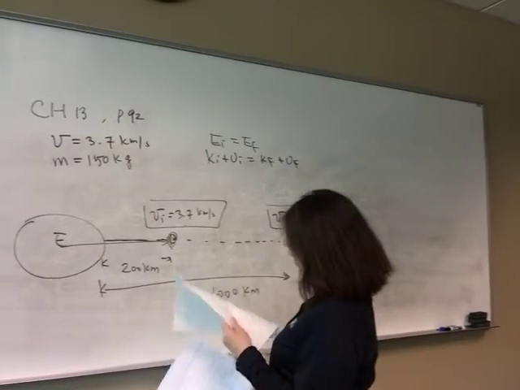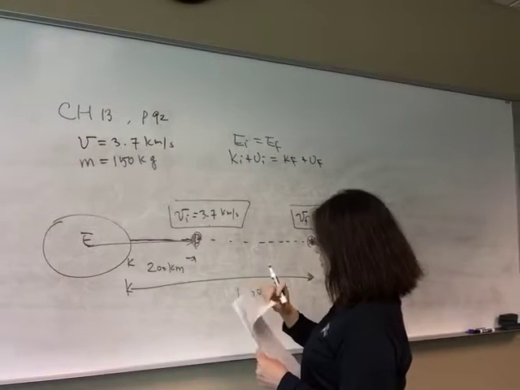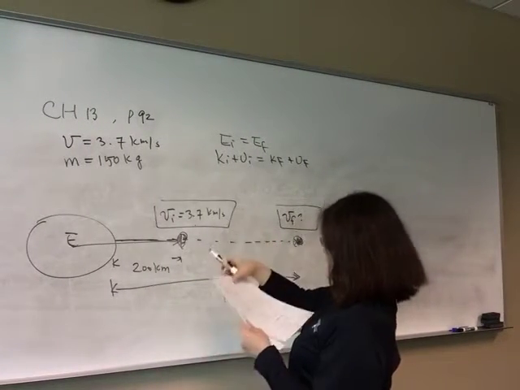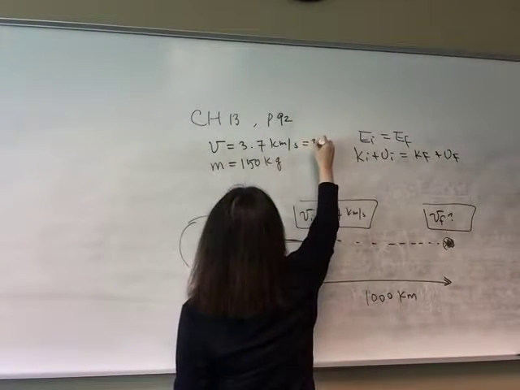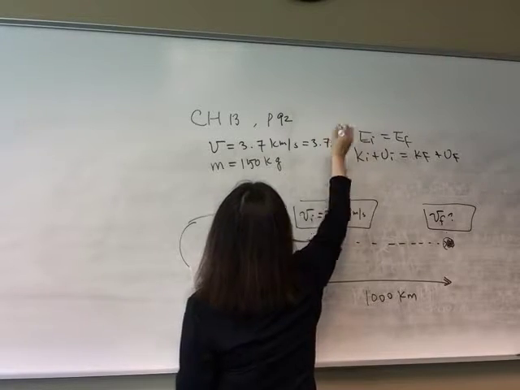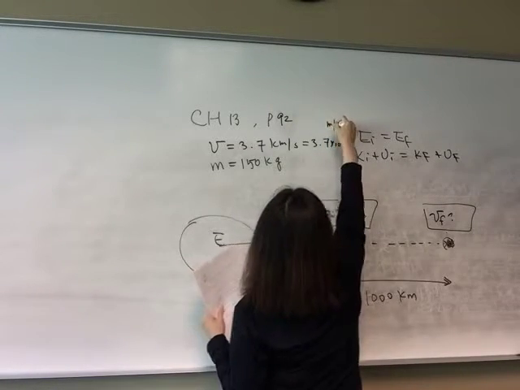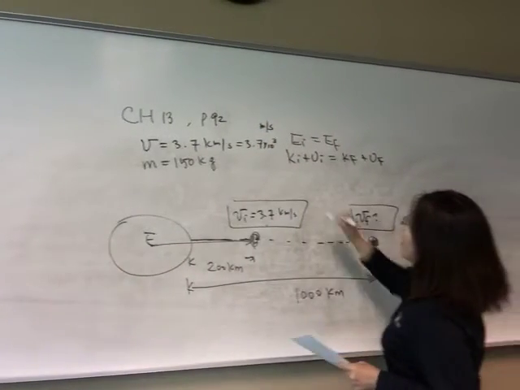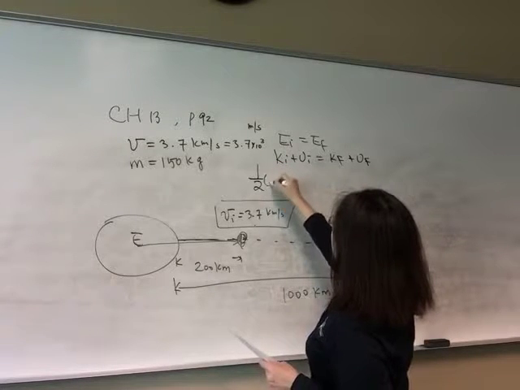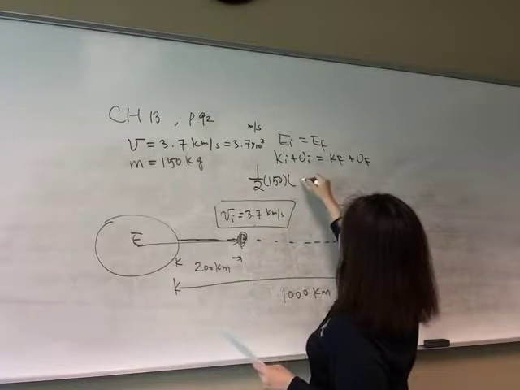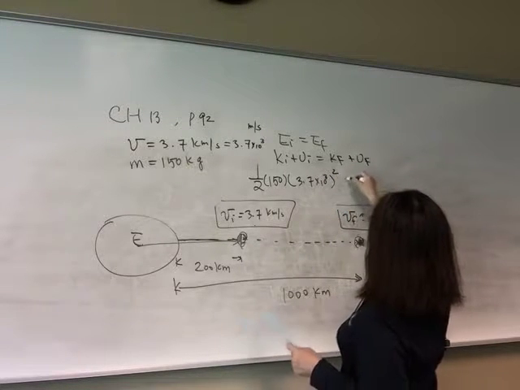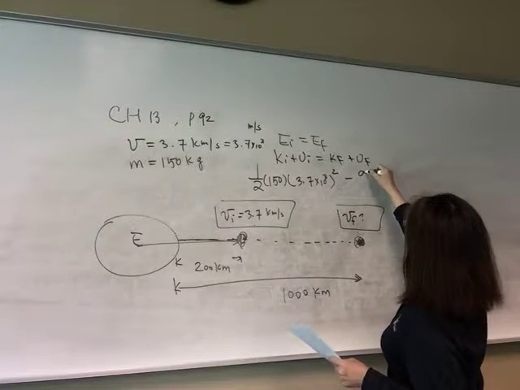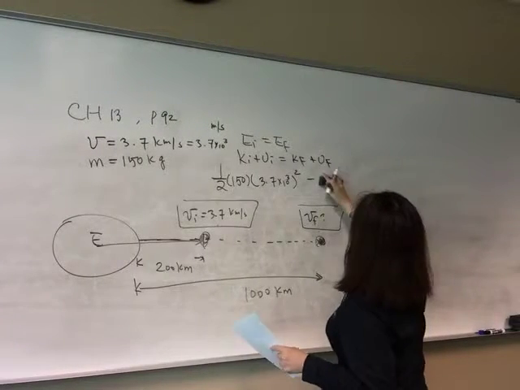Okay. So what we have here is this. So let's see. This is basically 3.7 times 10 to the third meters per second. And so your Ki, you'll have 1/2, 150, and then 3.7 times 10 to the 3, you square it, minus your G. So your capital minus G.